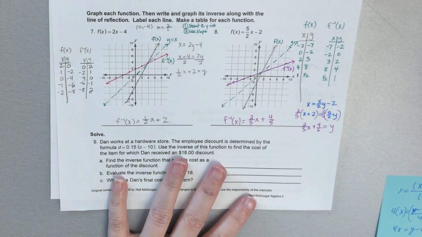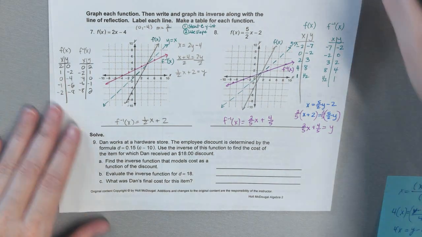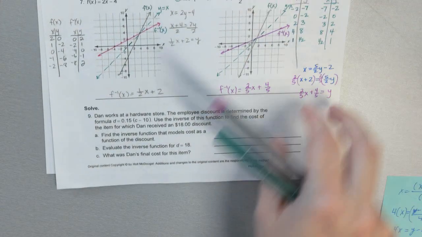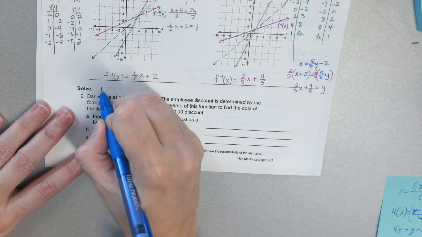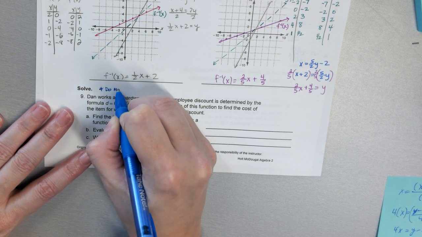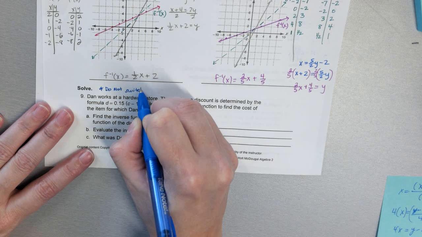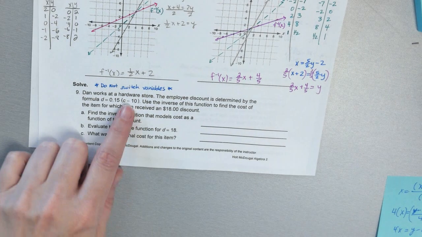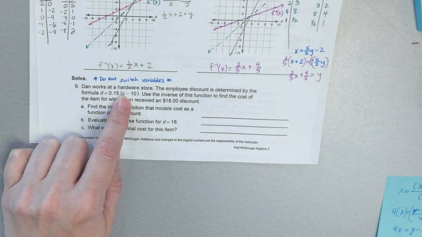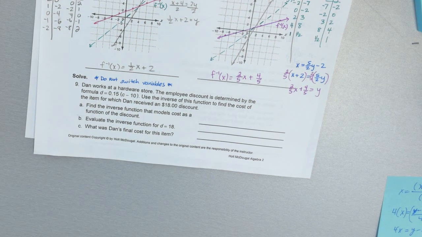All right, now let's talk story problems. When you have a story problem and you are finding the inverse, it is important that you do not switch the variables. Okay, so do not switch your variables. That's because they are tied to specific values. In this case, the C is tied to the cost of the item, and the D is tied to the discount. So you cannot switch those around.